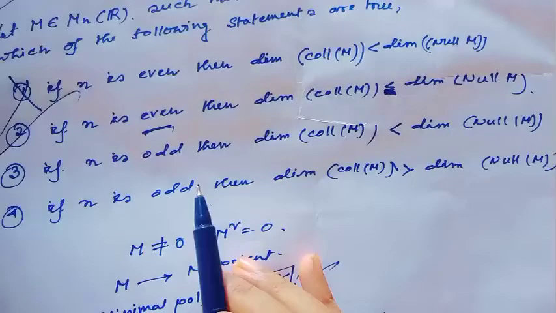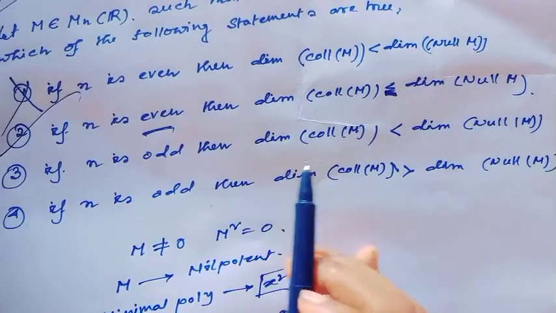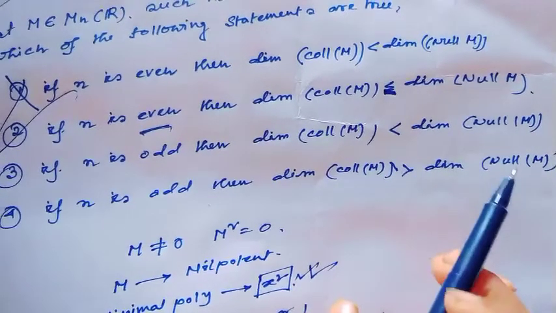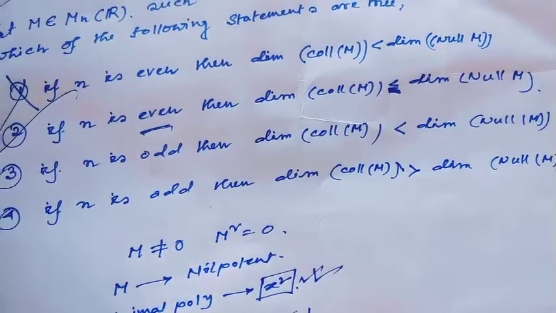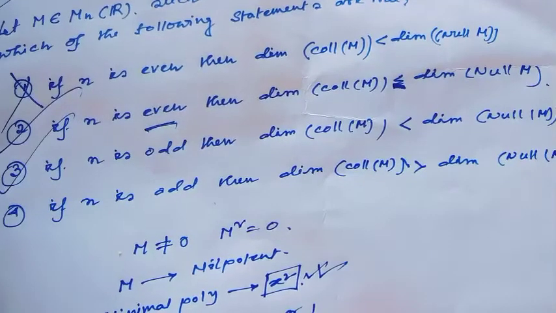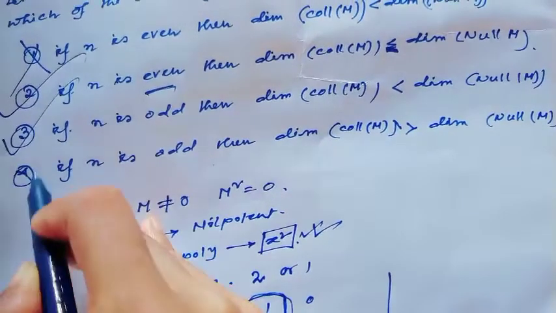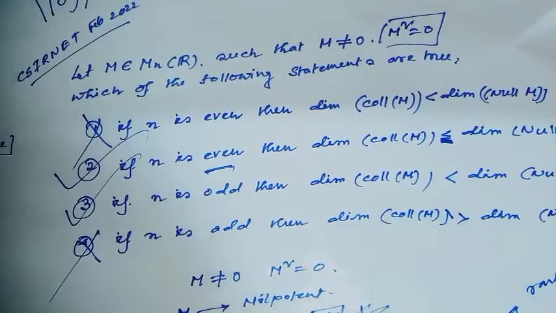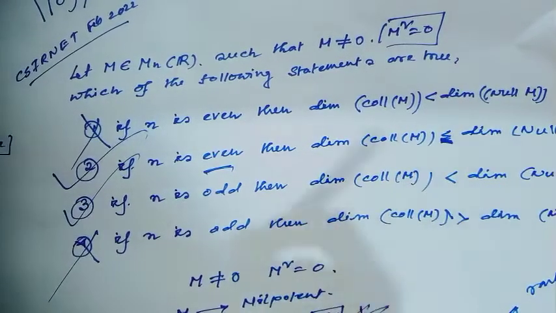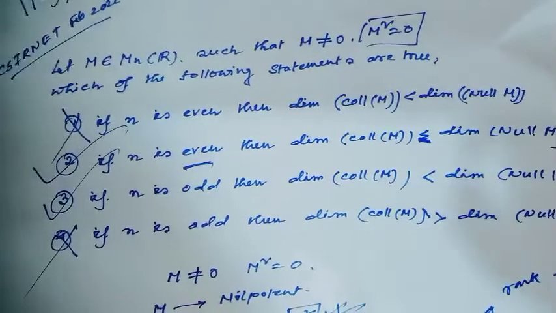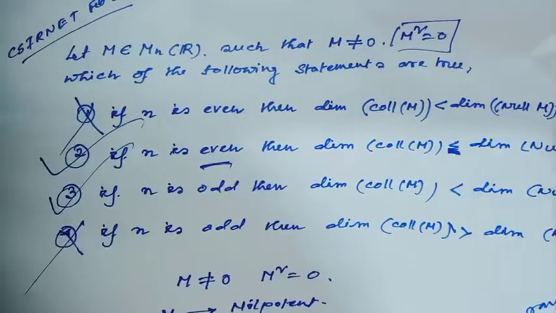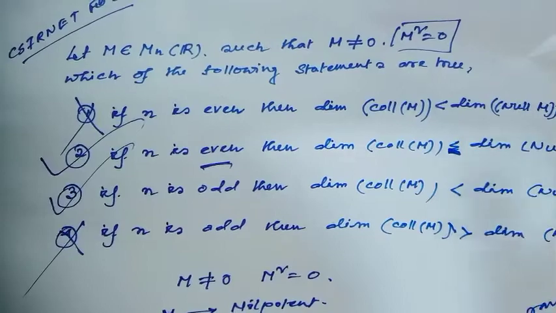And option 3: if n is odd, then the dimension of the column space of the matrix is always less than the dimension of the null space of the matrix. This is obviously true, and that means option 4 is the wrong option. Now I will show another approach to this solution, because our goal is not only to solve a question, our goal is how we will gain knowledge for higher study.